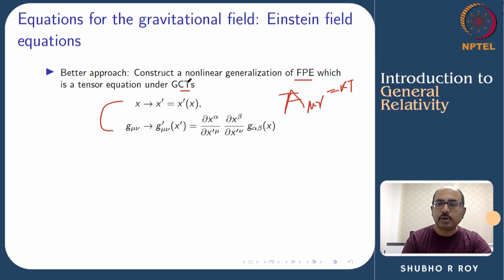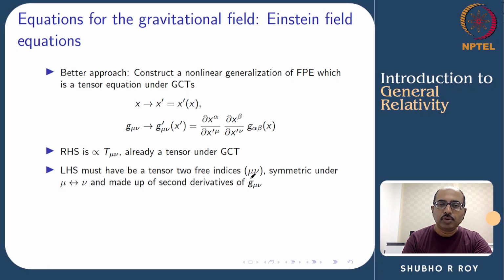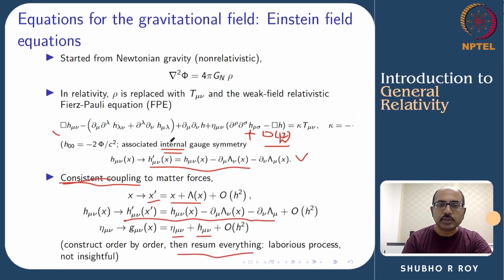So we will directly write down a nonlinear generalization of the Fierz-Pauli equation, which will be a tensor equation, and it will be an invariant tensor equation under these general coordinate transformations. So the right hand side, as I mentioned, is proportional to kappa T mu nu, so it is already a tensor under general coordinate transformations. Nothing to alter there. But the left hand side, we must have a tensor with two free indices, because the right hand side has two free indices. The left hand side should be symmetric under swap of mu and nu, because the right hand side is. And as we can see from the Fierz-Pauli equation, it must be second order in derivatives of g.